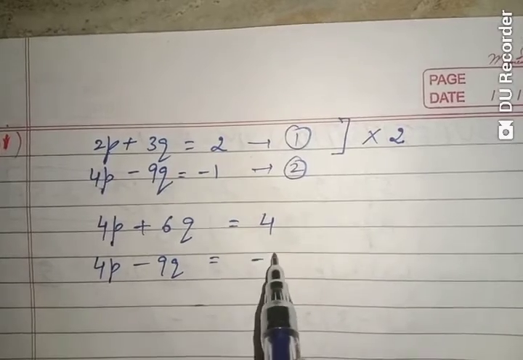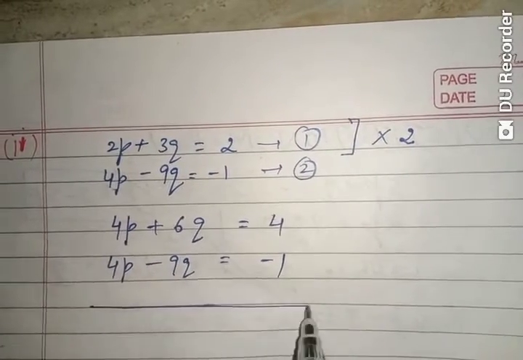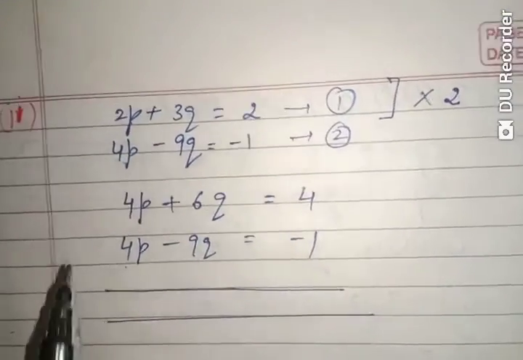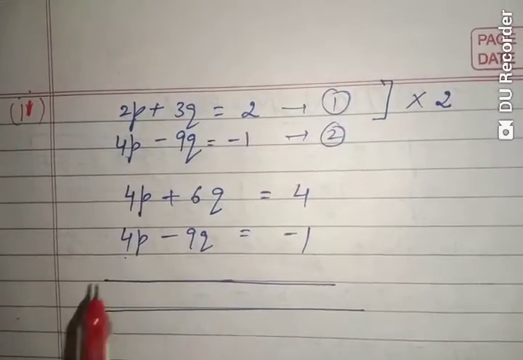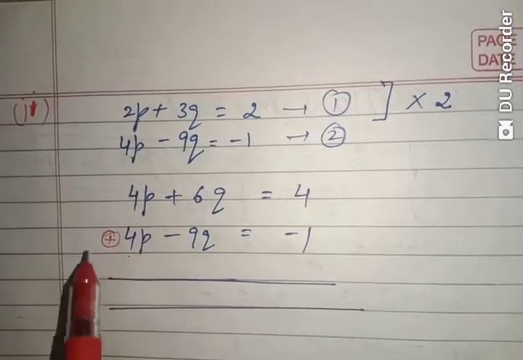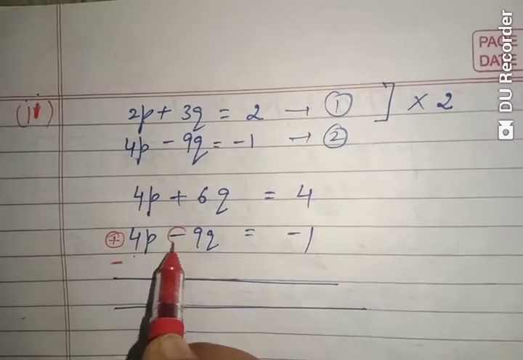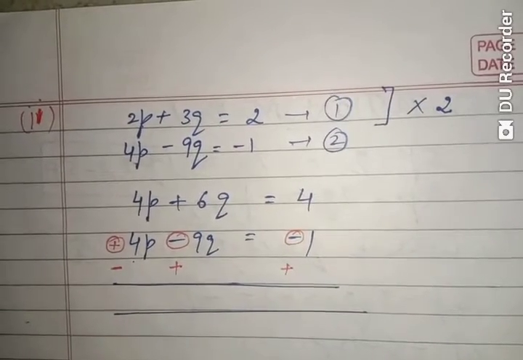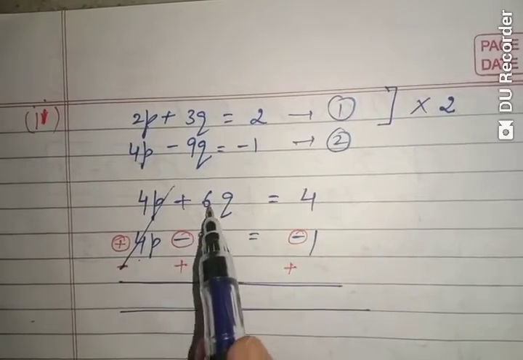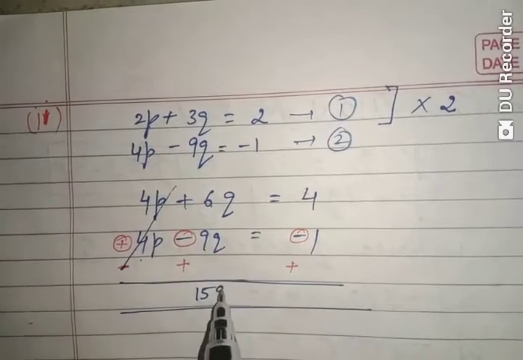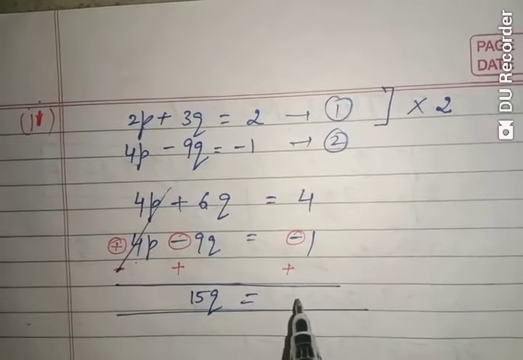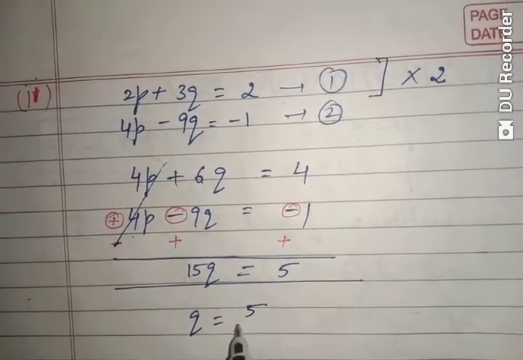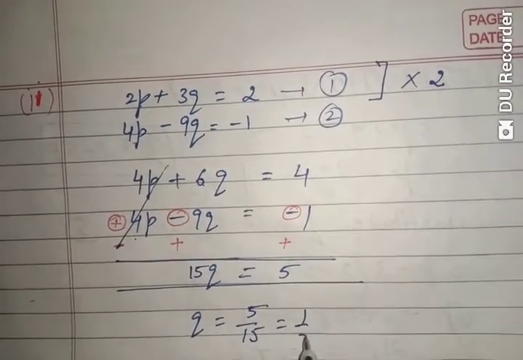Because both have the same sign, 4p and 4p, if I add, I will get 8p, but I need to eliminate it. So I will change the sign. All the signs will be changed. This gets cancelled. 6 plus 9 is 15q and this is equal to 5. So here q is equal to 5 upon 15, which is equal to 1 by 3.